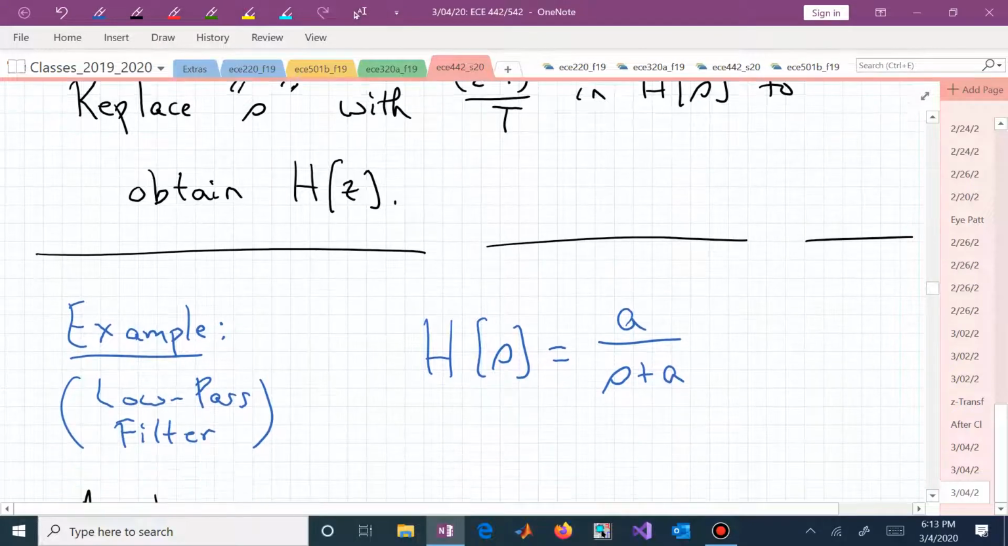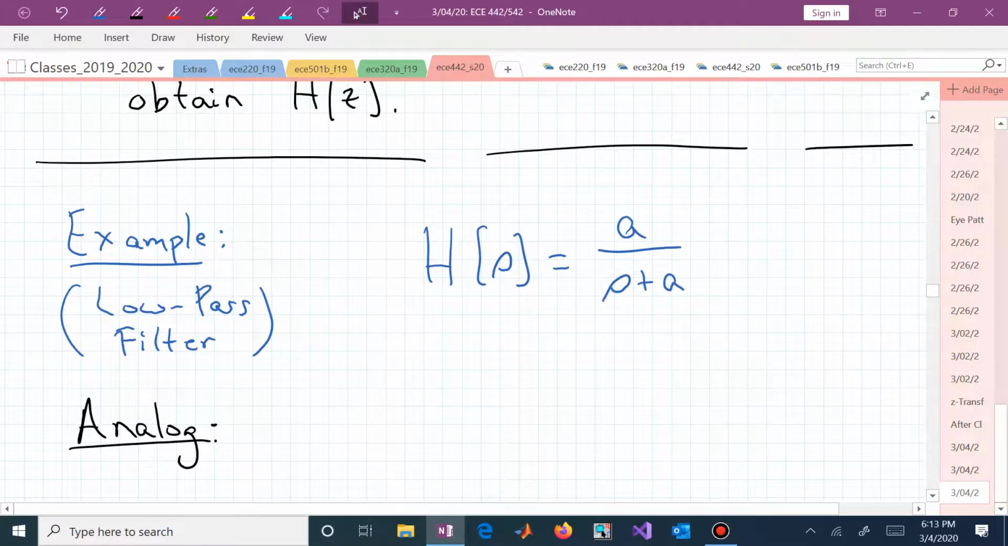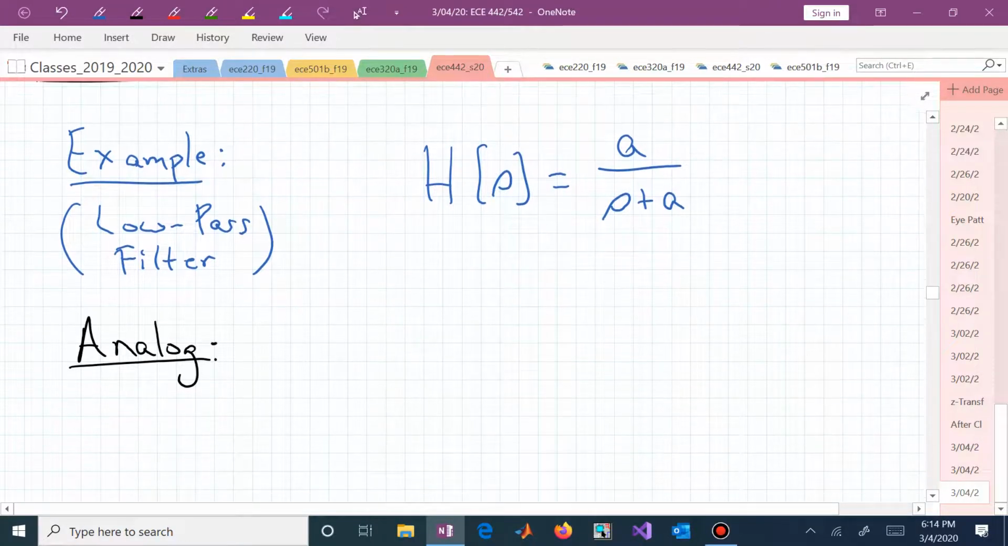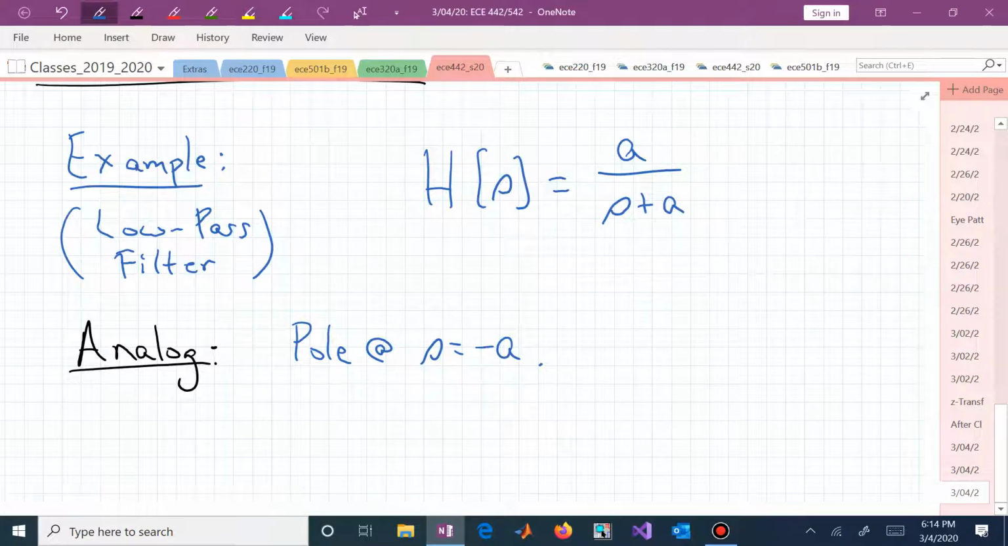As I promised, let's apply this to a low-pass filter. Here's a low-pass filter in the frequency domain, A over S plus A. Tell me about that. Now we're in the interview. Where's the pole of this low-pass filter? It's the value of S that causes the denominator to vanish. That's when S is equal to minus A. That forces the denominator to be 0.